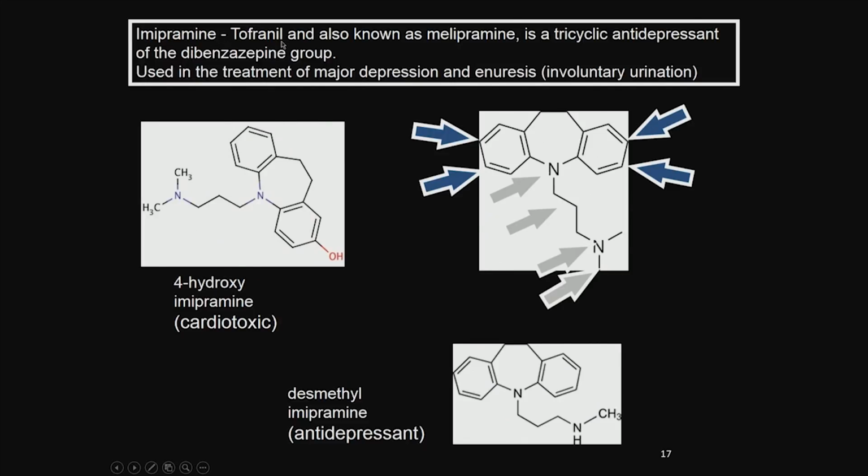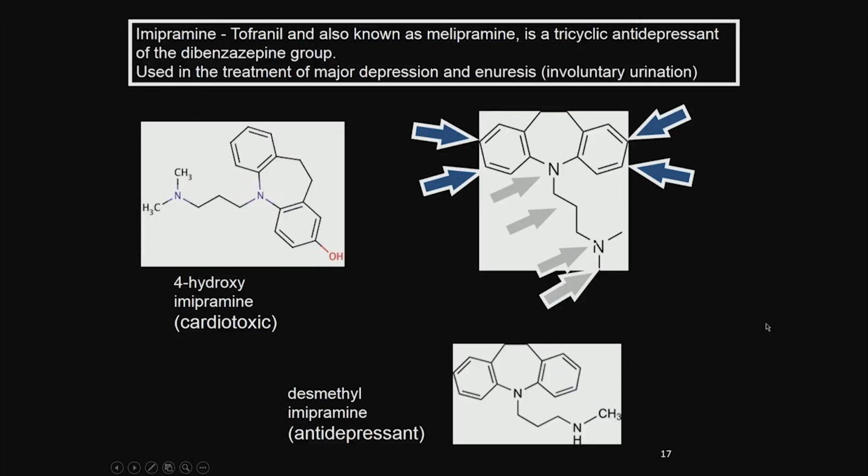Imipramine, Tofranil, is a tricyclic antidepressant of the dibenzazepine group. This is used for the treatment of major depression and enuresis, that is involuntary urination. So, what all things can happen? You can have biotransformation in various places. Okay. This nitrogen, that nitrogen, here.